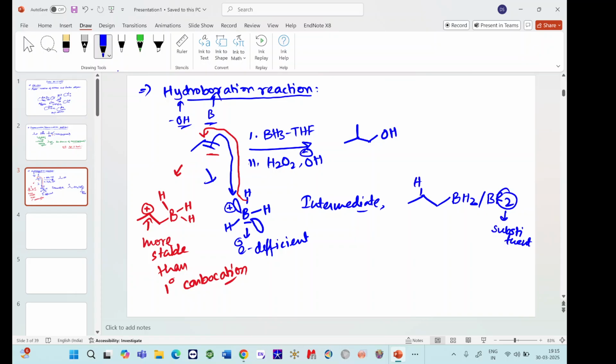The hydrogen is here, and now you are adding H2O2 in presence of a base. That will convert this boron compound to another stable boron compound, and then you will get your desired hydroxy compound.